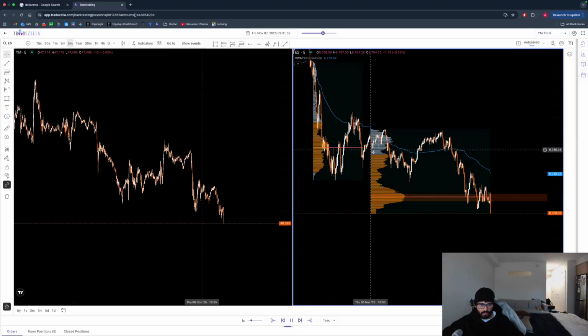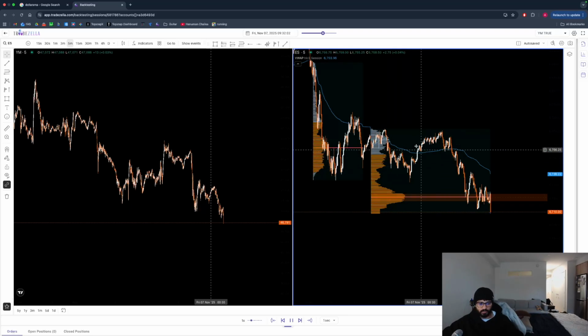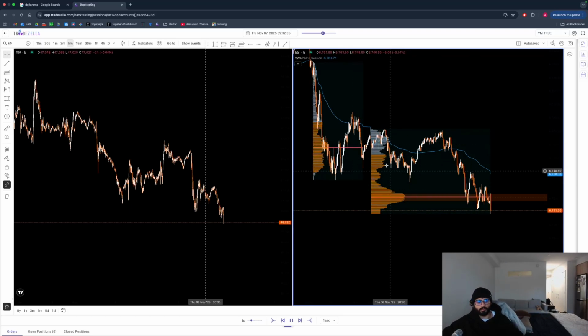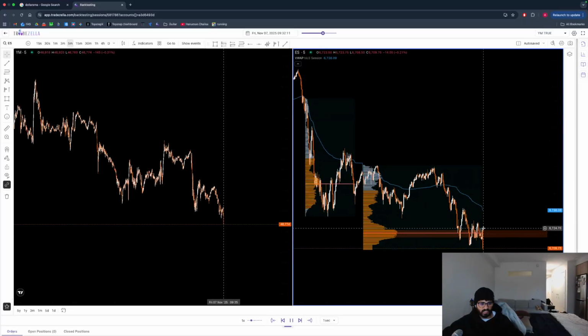All right, so you can see yesterday's point of control kind of became the overnight value area high, which means we're basically accepting lower and lower prices from the overnight session as compared to yesterday's session. So unless we get a reversal, I'm pretty confident in continuation.